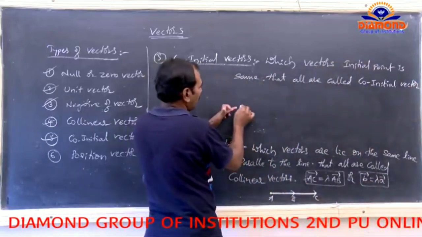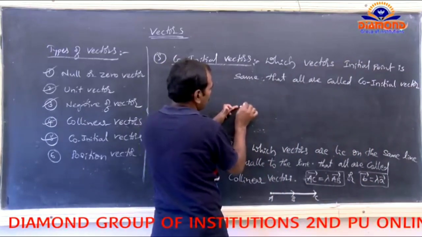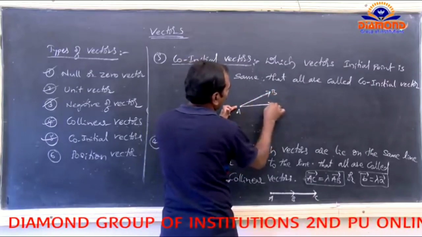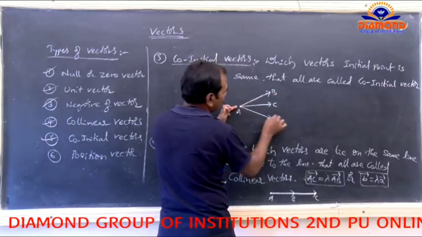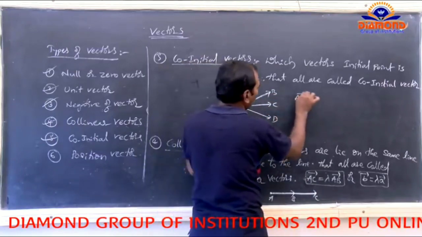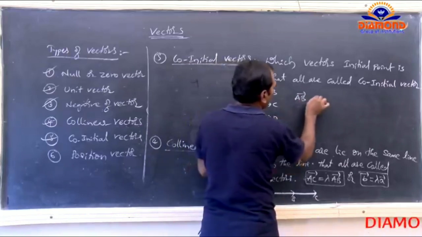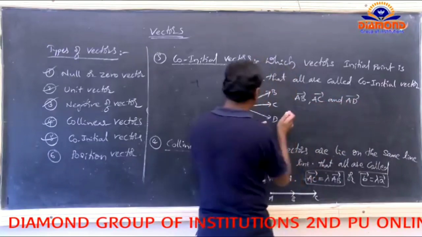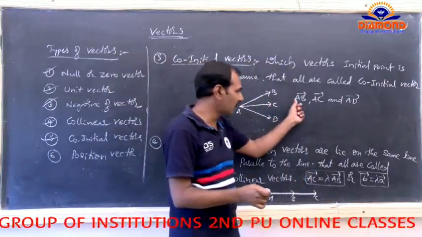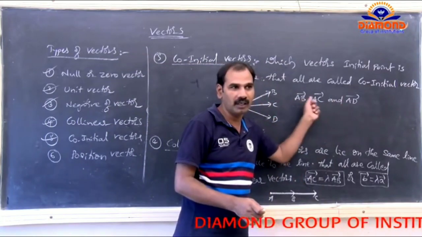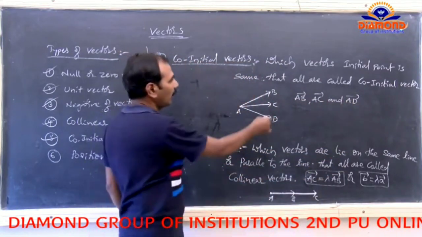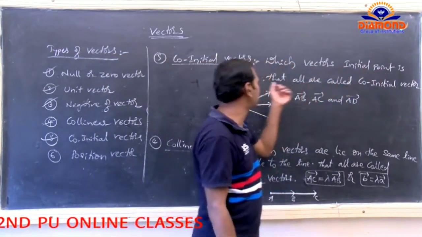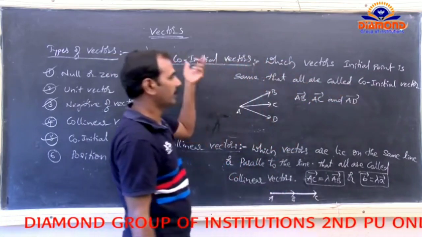It means like this. This is the initial point A. This is B vector, AB vector. This is C vector, AC vector. This is D vector. Like that, AB, AC, and AD are which vectors? Co-initial vectors, because the initial point A is the same. Which vectors have the same initial point, that all are called co-initial vectors.